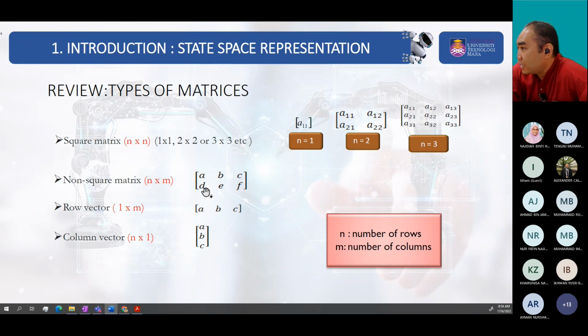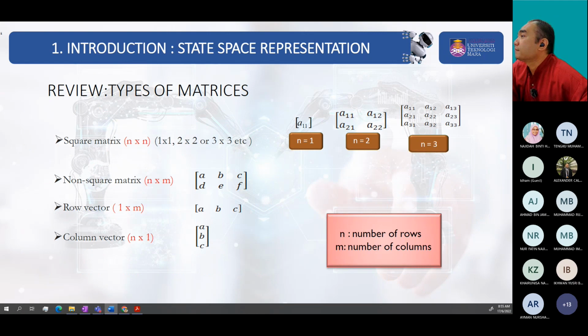So the example like you can see from the screen, we got A, B, C, D, E, F here. Okay. So the dimension of this matrix is going to be 2 times 3. Kan, n sama dengan 2, m sama dengan 3. The dimension of this matrix is 2 times 3.